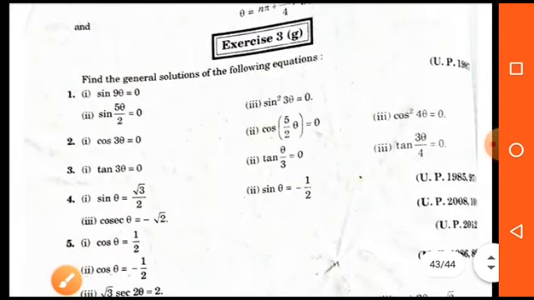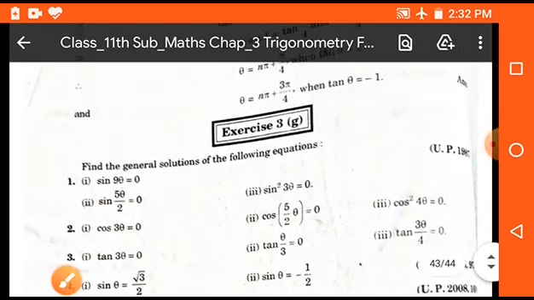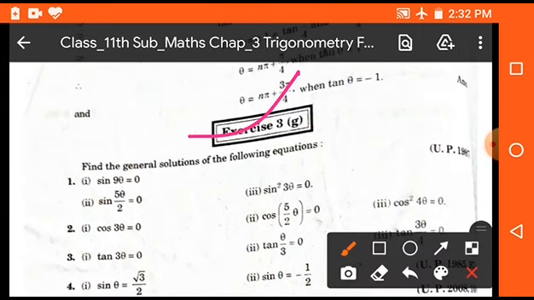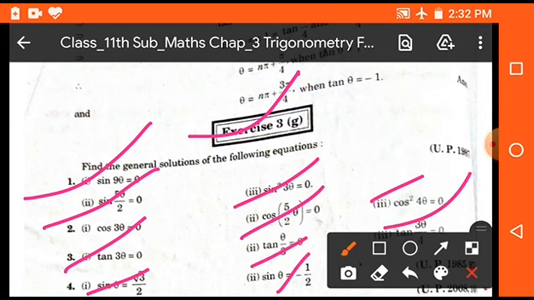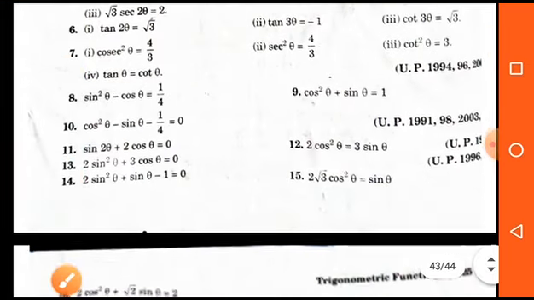Now students, the exercise 3G is very important, and generally one question is asked from this exercise, and the questions of this exercise just depend on the standard formula and general formula. So by learning some standard formulas of trigonometrical equations, you can easily solve the questions of this exercise. Clear? This is your homework and you have to solve the questions of this exercise. Okay, students?